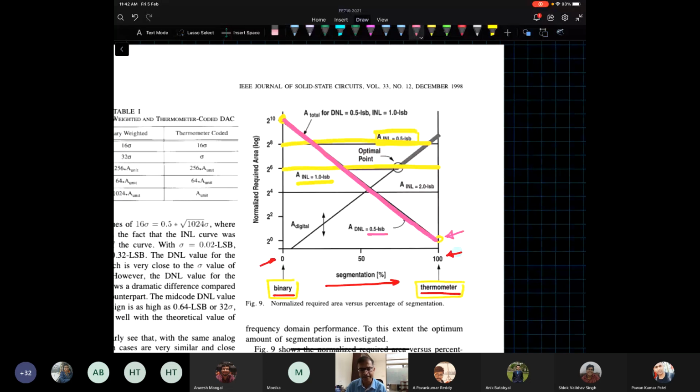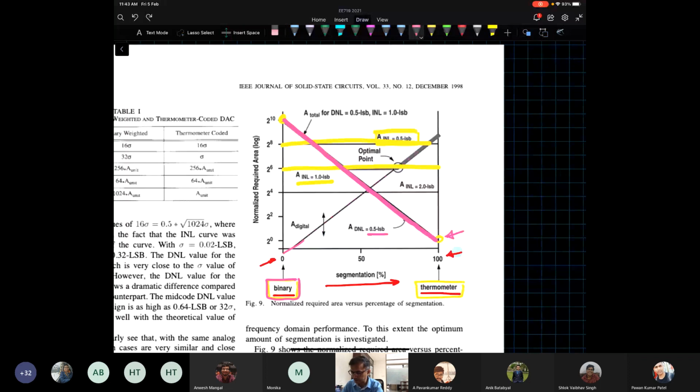The third part is the amount of digital. Obviously, when I do a binary DAC, how much is the digital? Nothing, right? Because the bits which are coming in, you're directly driving the elements and turning them on and off, because by definition they're binary and you're doing a binary control. So here you can see there is no digital involved. But as you go to thermometer, as you start increasing the amount of thermometer coding, then your digital area will start going up like this.